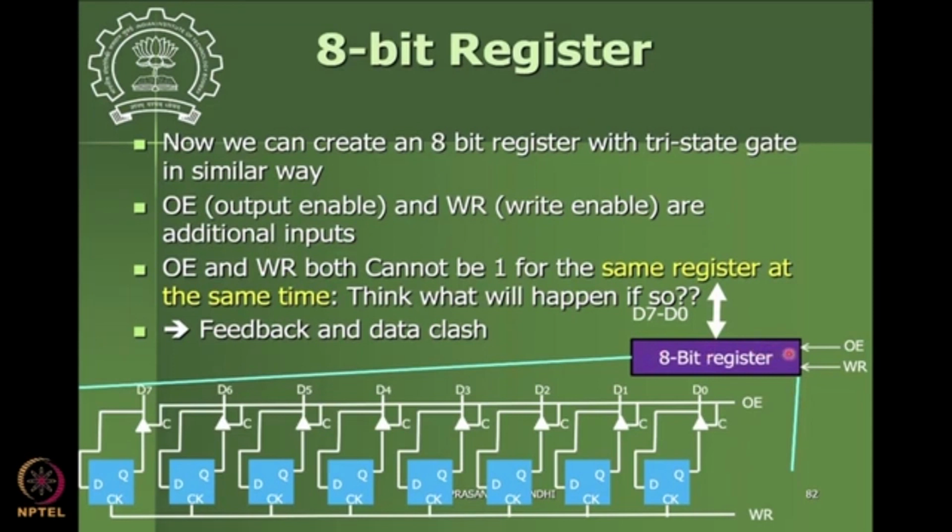They both cannot be high at the same time, because if you see, if they both are high, then this data clash will be there. Okay, it's like shorting the Q to the D, which is like having some kind of a data clash.